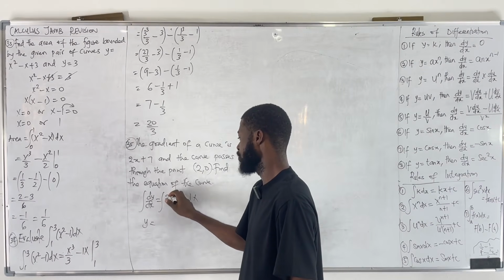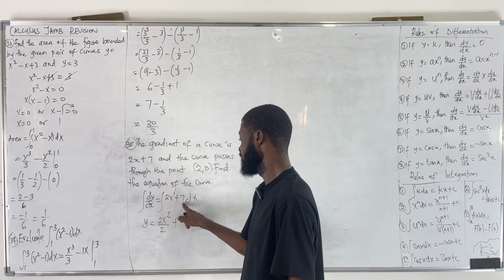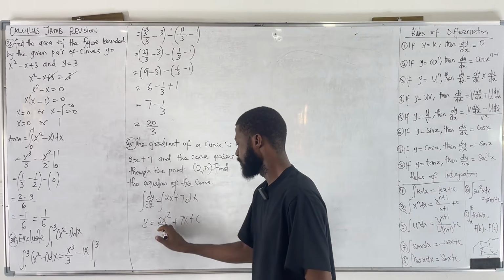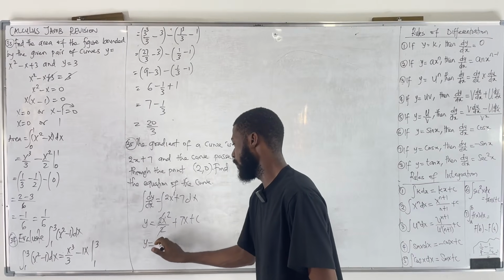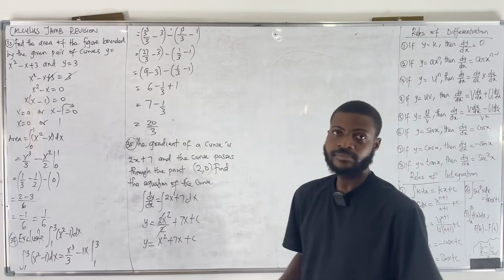You know this 2x can be raised to the power of 1, so this will be 2x to the power of 1 plus 1, which is 2, over 2. This is 7, so this will be 7x when you integrate, and then plus c. Now 2 we cancel out 2. So y is equal to x squared plus 7x plus c.